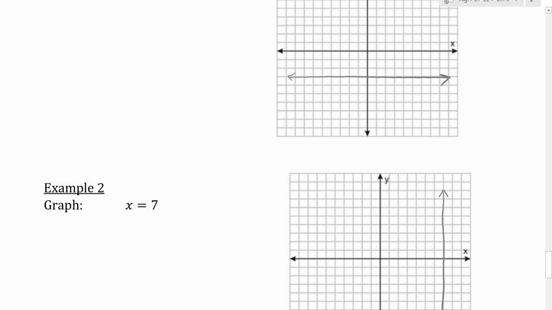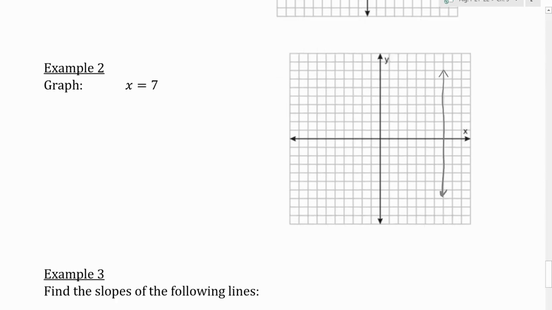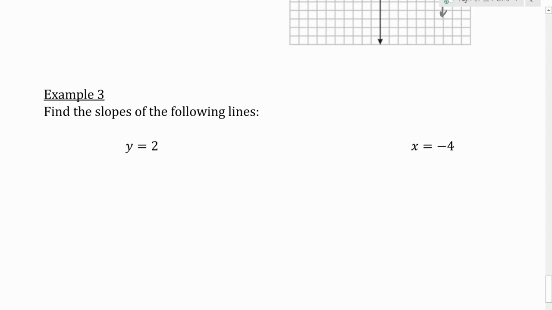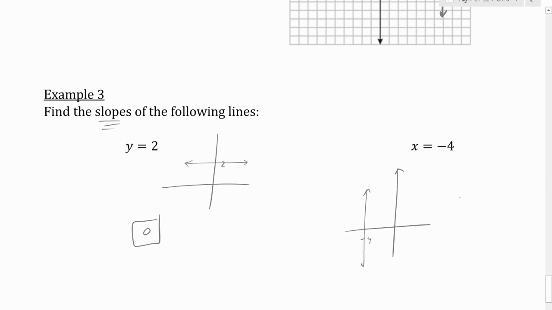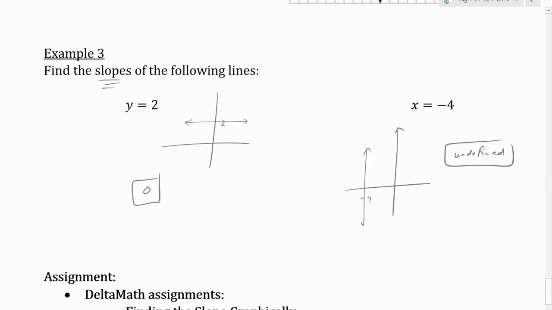Okay, so if it's y equals a constant, it's a horizontal line. x equals a constant, vertical line. And then, so we say, oh, what's the slope of y equals 2? That's a horizontal line running through up there at 2. 0. This is a vertical line running through back here at -4. That slope is undefined. Okay?